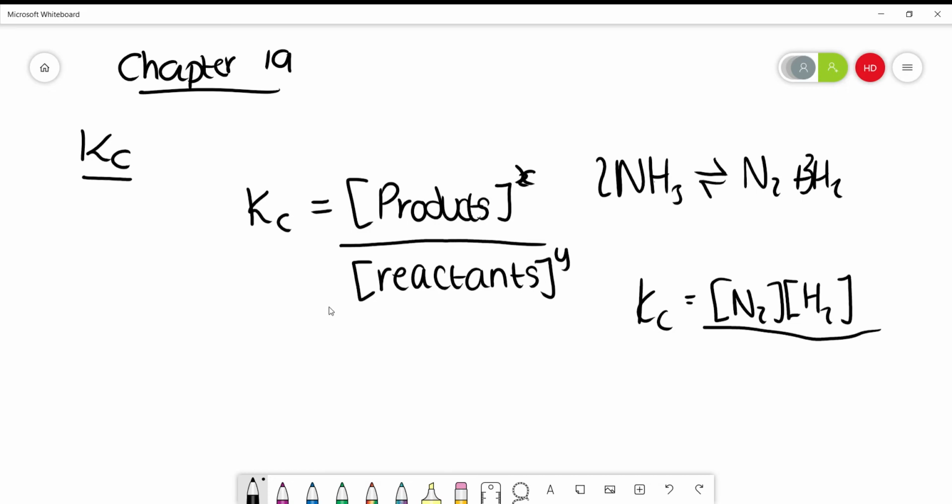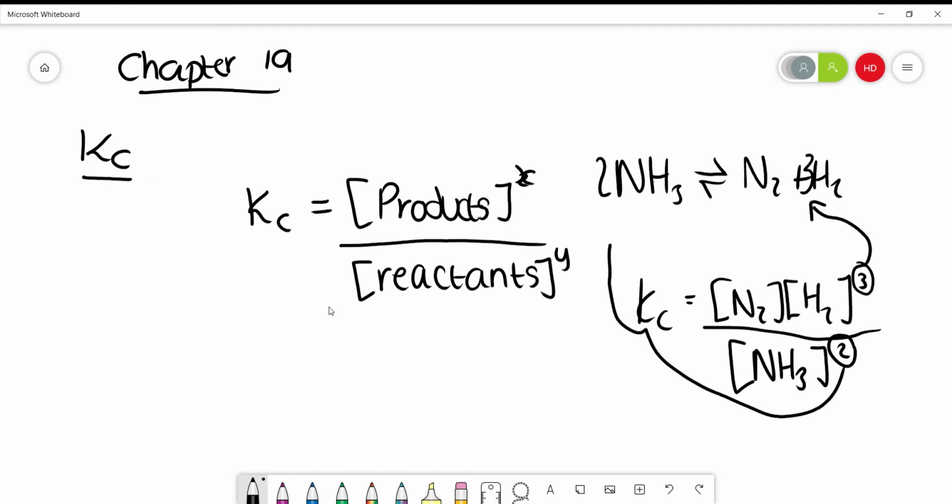N2 H2 cubed over NH3 squared. So, as you can see, the cubed bit for the hydrogen comes from the fact that we have 3 hydrogens in the balanced symbol equation. Again, that's for the 2. And we have our reactants, which here would be NH3, on the bottom, and our products, which is nitrogen and hydrogen, on the top, sorry.